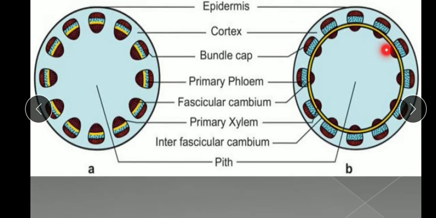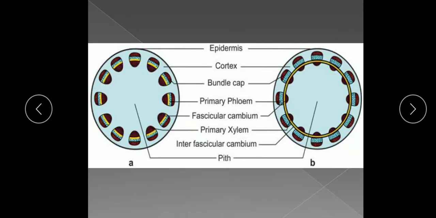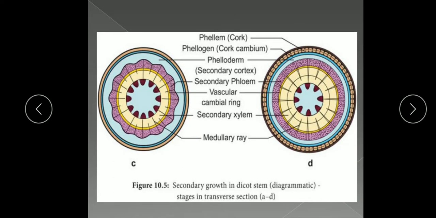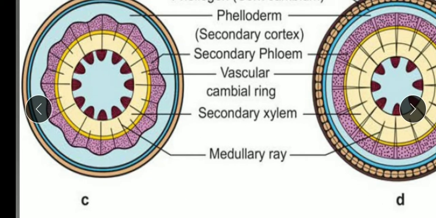There are two types of cells present in the ring of cambium. What are these two types of cells? Let me see here. The two types of cells present in the cambium are fusiform initials and ray initials. So we'll study the next step, that is the formation of secondary vascular tissue. The fusiform initial cells present in the ring of cambium form the secondary vascular tissue. Let me see the second step, how secondary vascular tissue is formed.